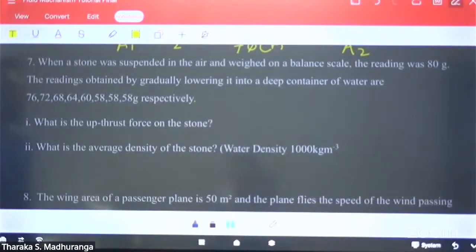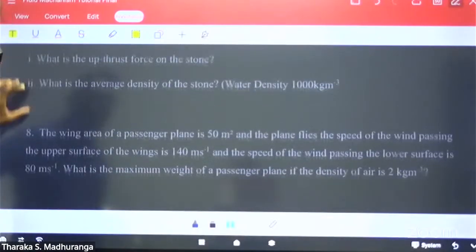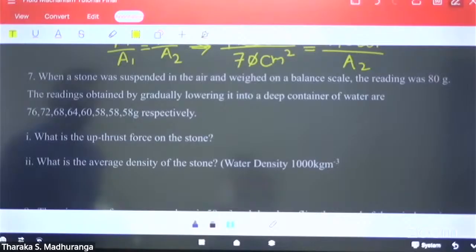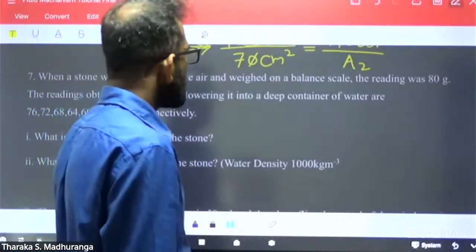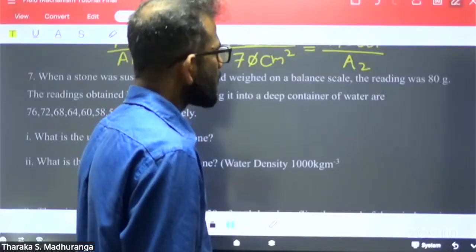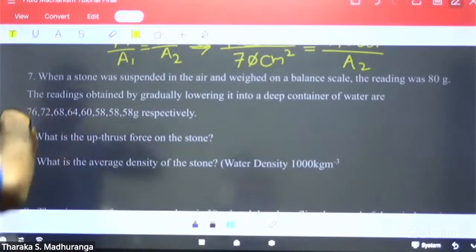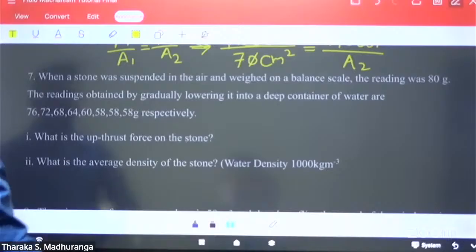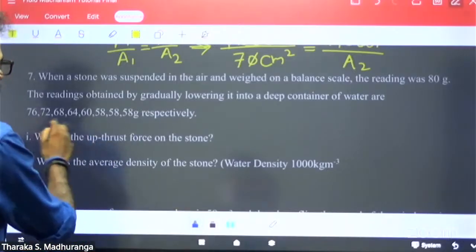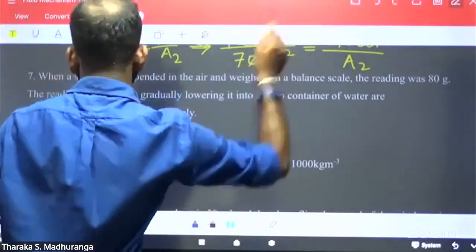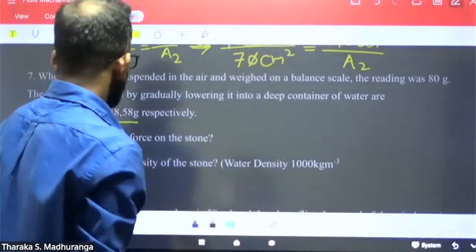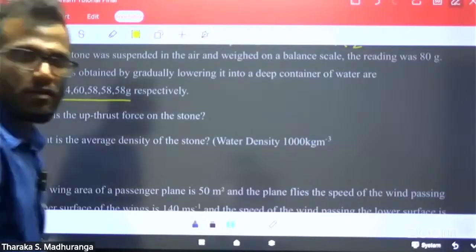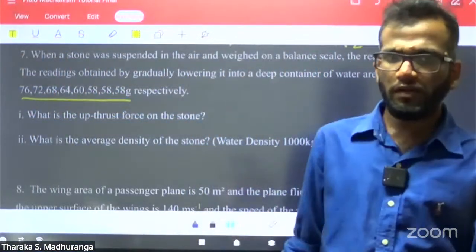Okay, simple question. After that we can go to the Bernoulli's theorem question. This is the Archimedes theorem question. When a stone was suspended in the air and weighed on the balance scale, the reading was 80 grams. The readings obtained by gradually lowering it into a deep container of water are given. What is the upthrust force acting on this stone?